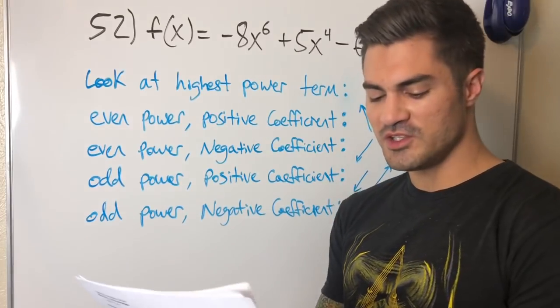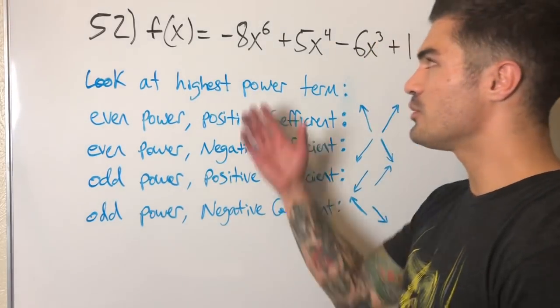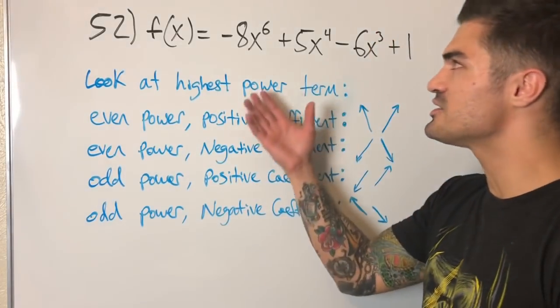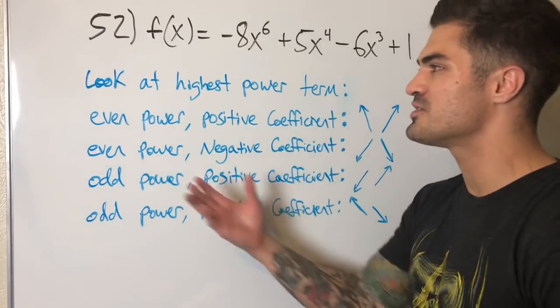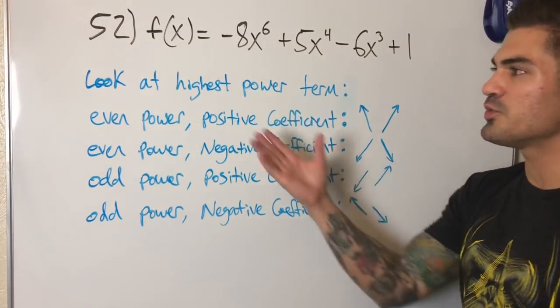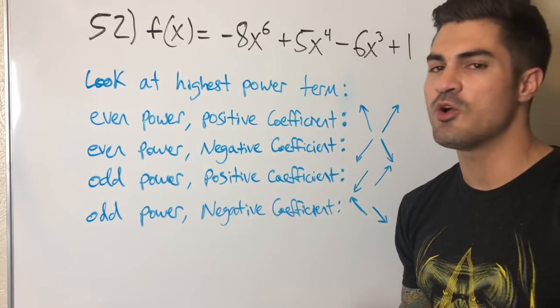All right, so for number 52, it says determine the end behavior of the graph of the function. So we're given this function. And finding the end behavior with a function like this, a polynomial, is actually really easy. You can do it just by looking at it. So I just went ahead and made some notes about end behavior. So again, when we have a polynomial like this, we want to look at the highest power term. That's going to tell us everything we need to know about the end behavior.